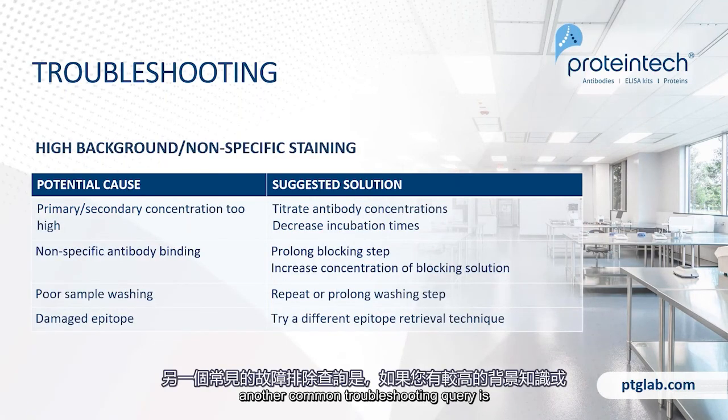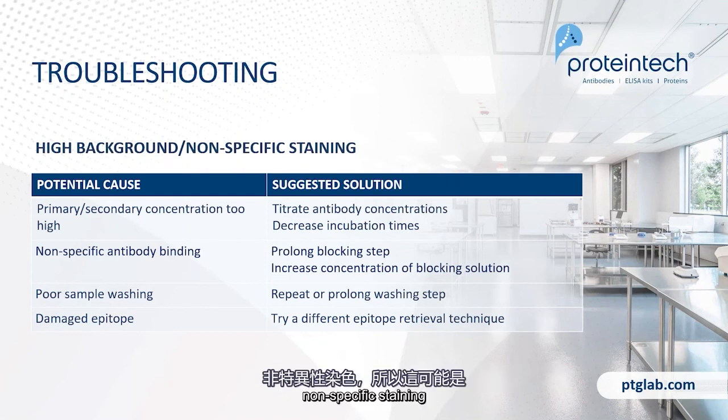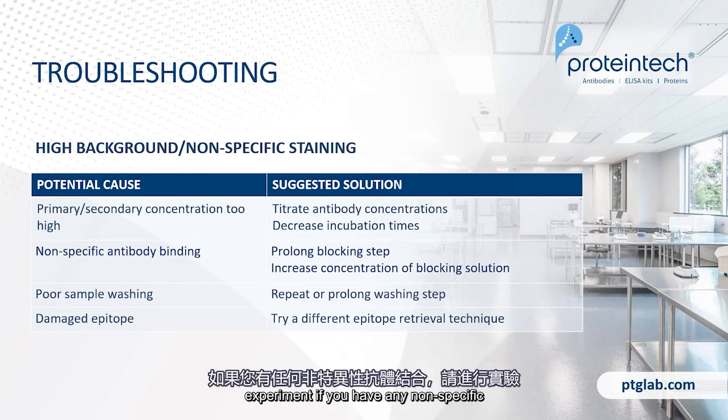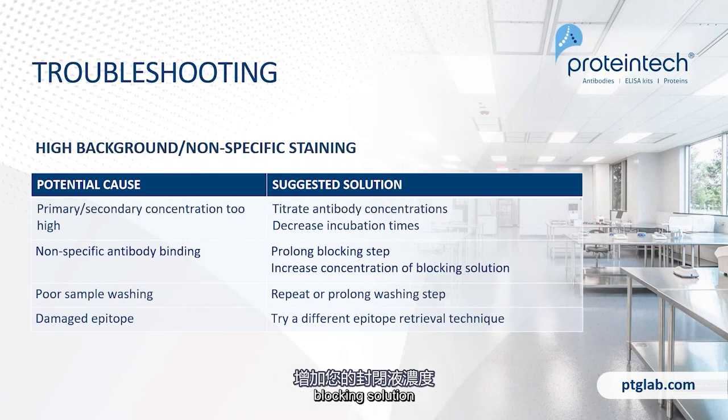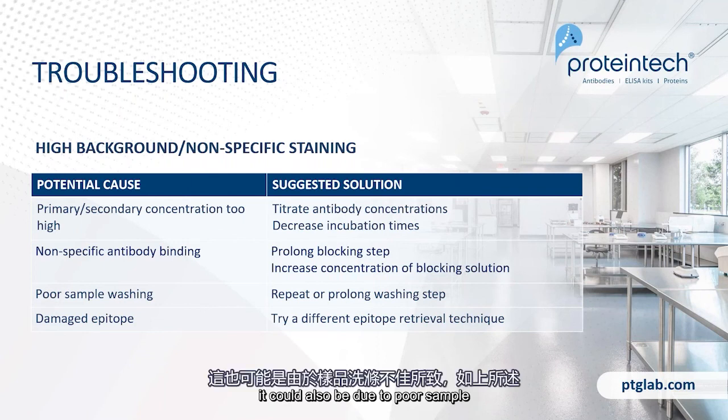Another common troubleshooting query is if you have high background or non-specific staining. So this could be if your primary or secondary antibody concentration is too high, so just try a titration experiment. If you have any non-specific antibody binding, you might want to try prolonging your blocking step, increasing your concentration of your blocking solution. It could also be due to poor sample washing.